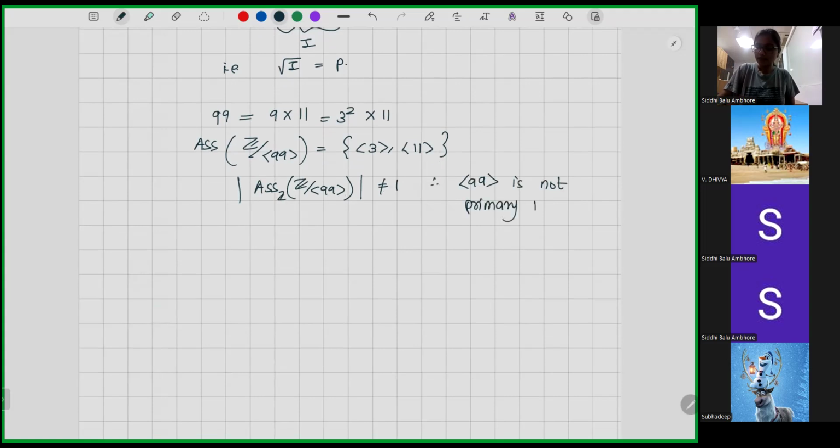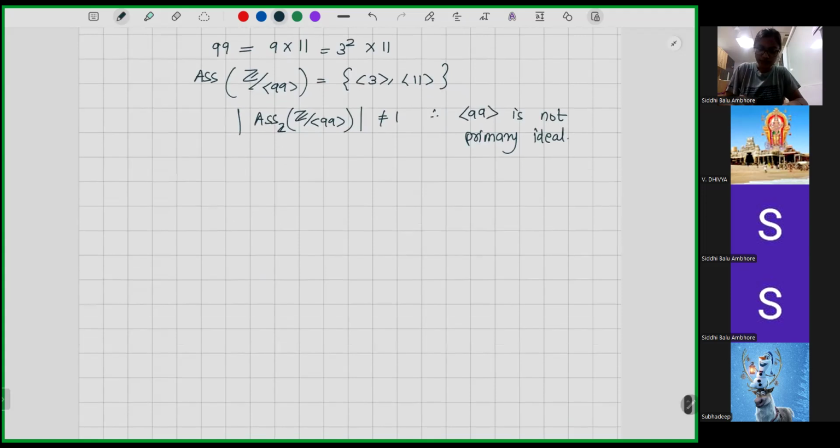And similarly, for 98 also this happens, because 98 is just 2 into 49. So it is 2 into 7 squared, and again associated primes.